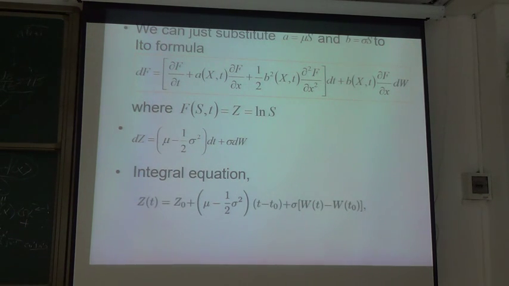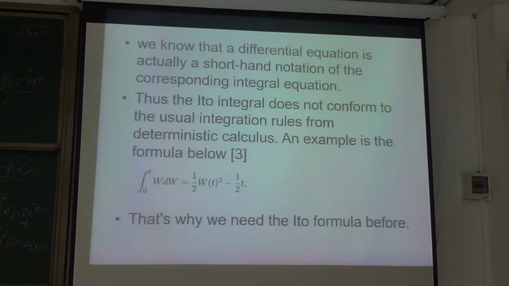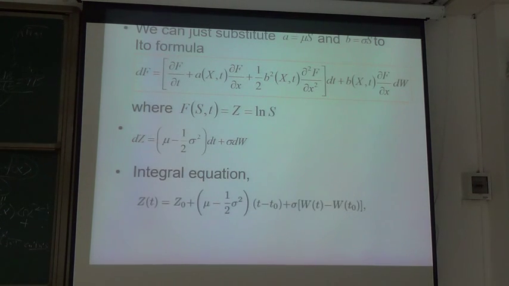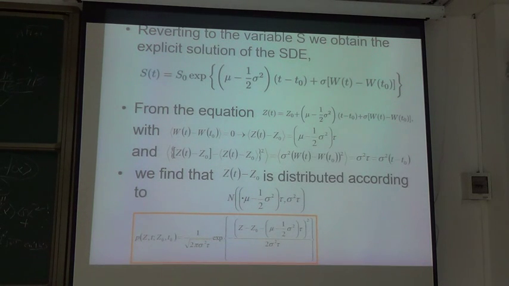And just substitute a equal to mu S and b equal to sigma S into the Ito formula, and take the change of J equal to ln S. You can obtain the differential equations we have obtained at the bottom. And when we go through the integral operations, you can obtain this formula. And reverting back to the variable S, because J is equal to ln S, we obtain the explicit solution of the stochastic differential equations.